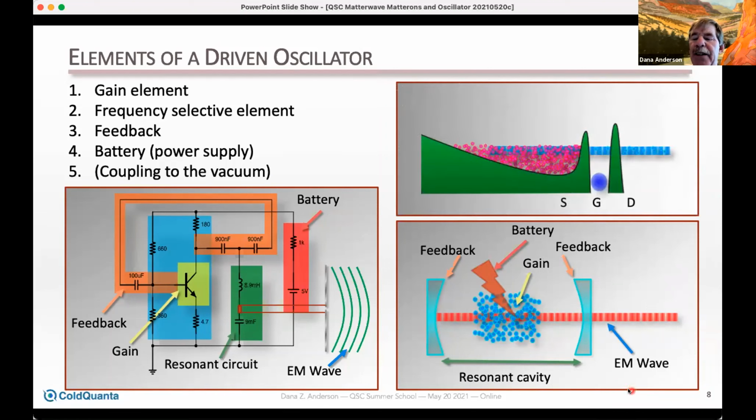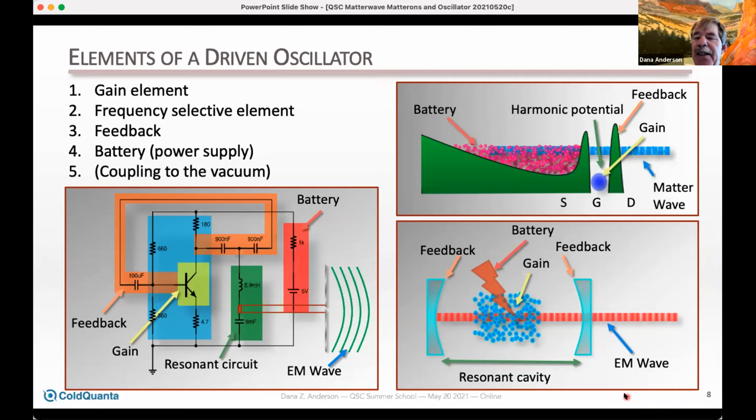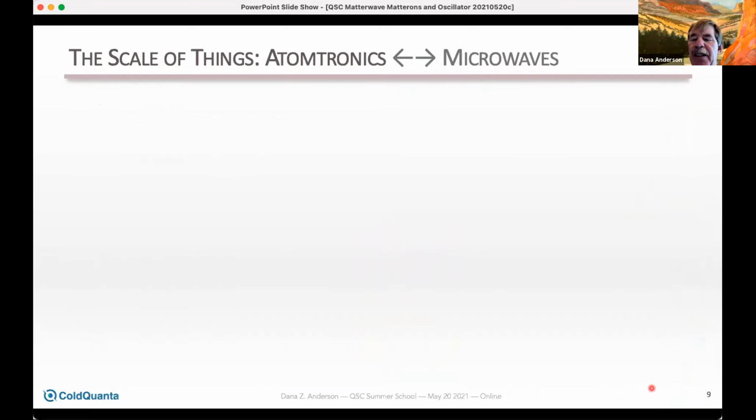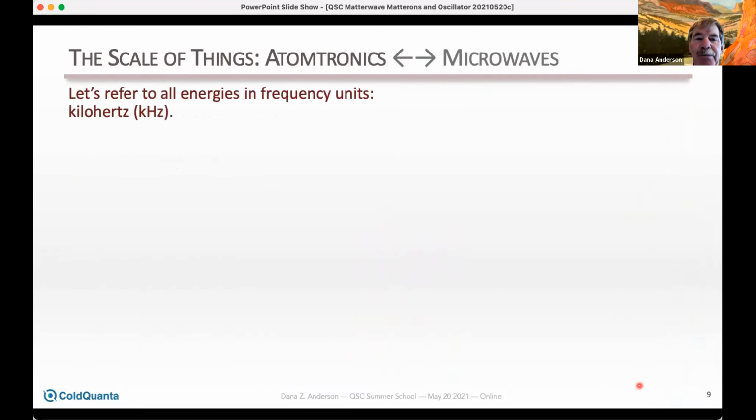Well, we'll be doing something which is analogous. The gain is going to turn out to be provided by a Bose condensate that develops in the gate well. We'll talk about that. It is a harmonic potential we'll see in the gate well. So that's the resonant circuit. There's feedback provided by these barriers. And finally, the battery is actually the condensate in the gate, and this will emit a matter wave. It's going to be the same thing. No reason you should have ever seen this before or understand it yet.